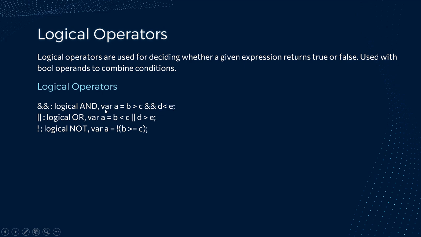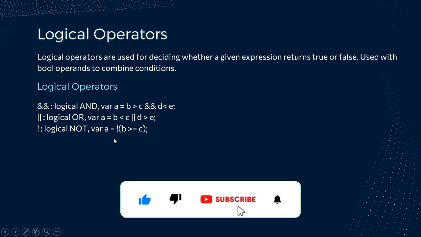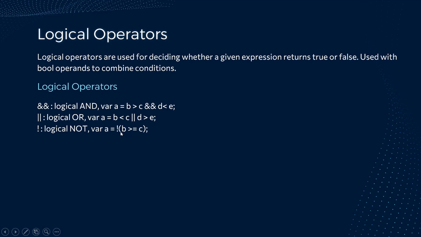Now here you can see the example, where A is equal to B is greater than C and D is less than E. So there are two expressions here, and these expressions are combined with this logical AND operator. Similarly we have logical OR and logical NOT. NOT means not of, let's say this expression gives you a true value, then not of true means false, so the value of A will be false. In the same way, if it returns false, then not of false means true, so the value of A will be true. That is the logical NOT operator.